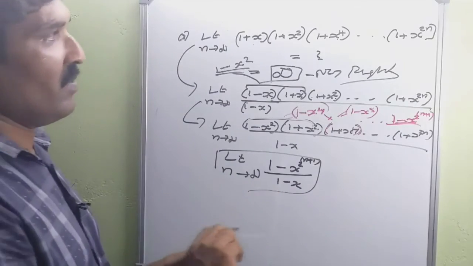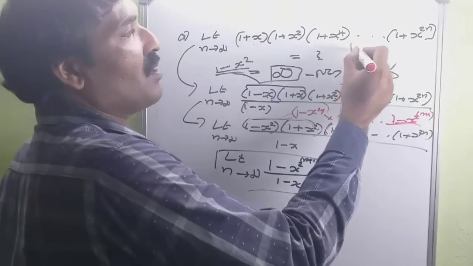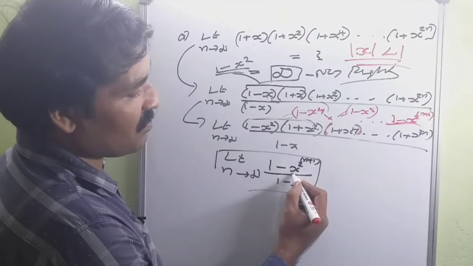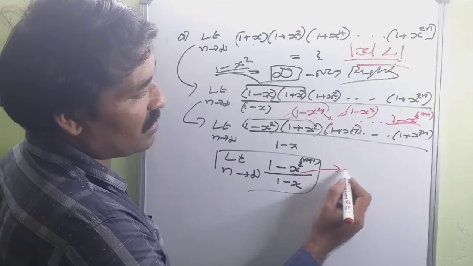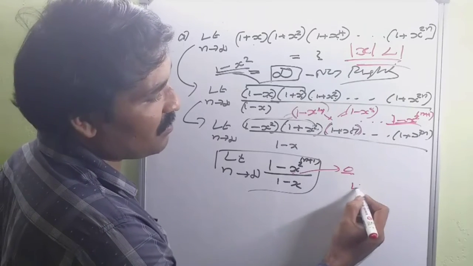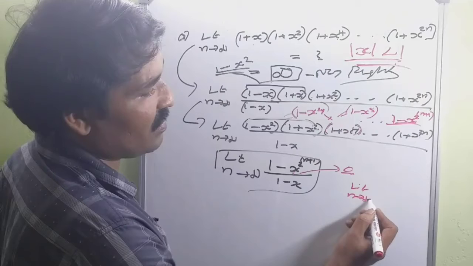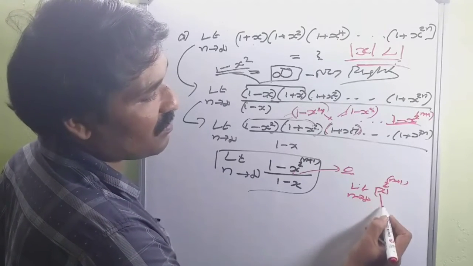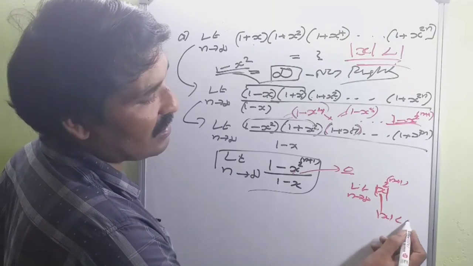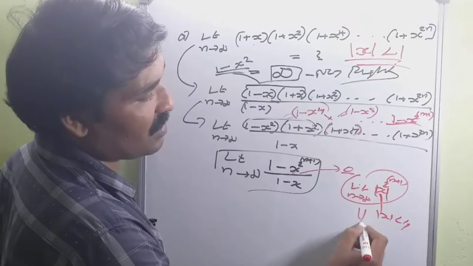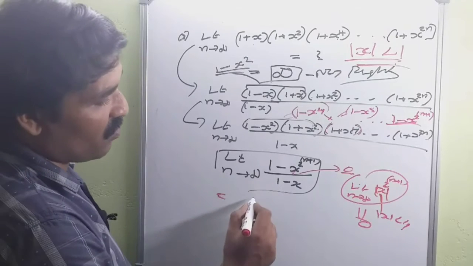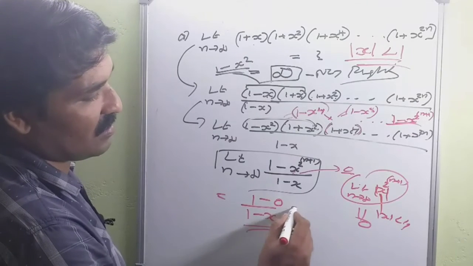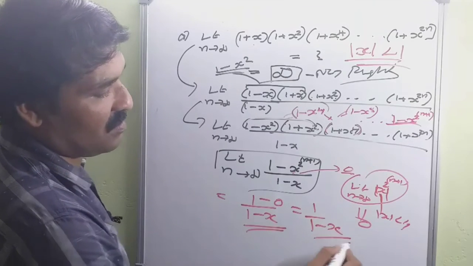Here a condition is given in the question: mod x is less than 1. So mod x is less than 1 means this term becomes 0, that is, limit n tends to infinity x raised to 2 to the power n plus 1. Since mod x is less than 1, this term becomes 0. So the rest of the term is 1 minus 0 divided by 1 minus x, that is equal to 1 by 1 minus x.